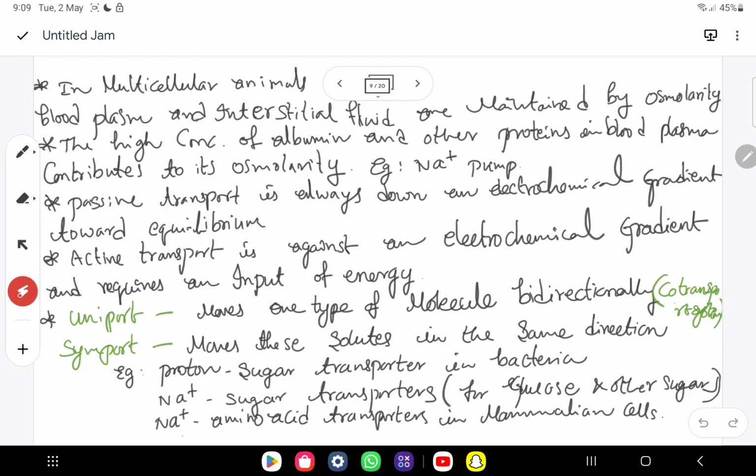So co-transport is the transfer of one solute which depends upon the simultaneous transport of another molecule. So one molecule is also taking another molecule, leading transport from one place to another, like membrane transport, from inside to outside or outside to inside. One solute is depending upon another solute. So passive transport is always down the electrochemical gradient.